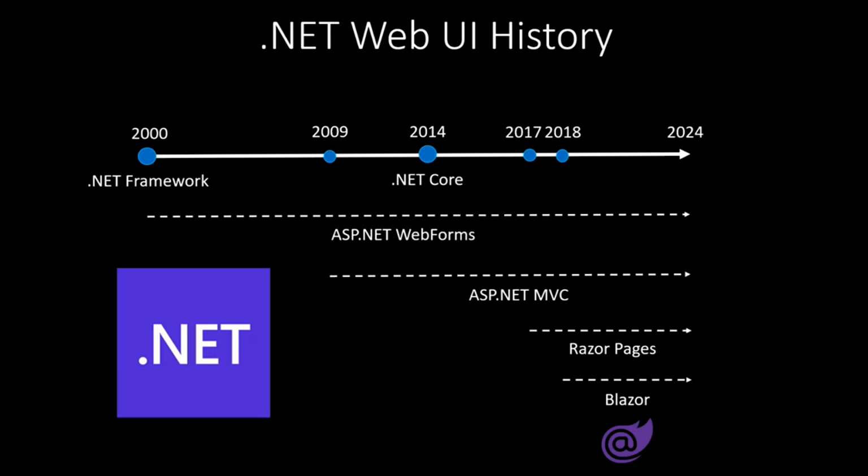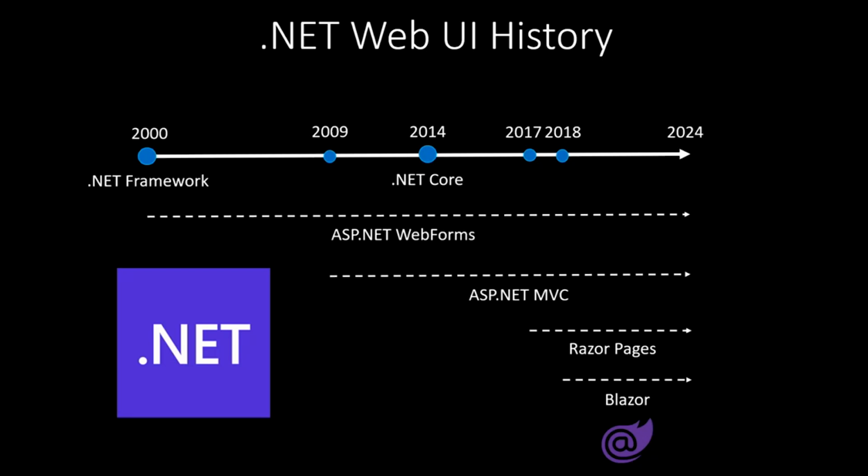Razor Pages was introduced in 2017 as basically a more simplistic way of developing web applications. So it didn't have as much of the complications of building MVC applications. So it was a more simplistic approach. A lot of people really liked Razor Pages, and of course it's still supported and widely used today. And then Blazor was introduced in 2018.